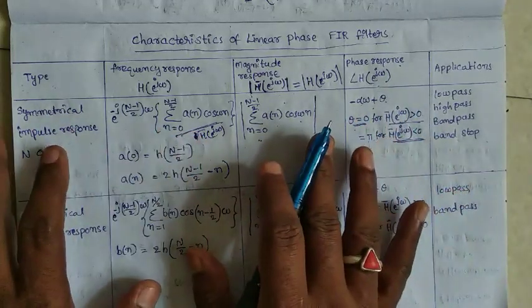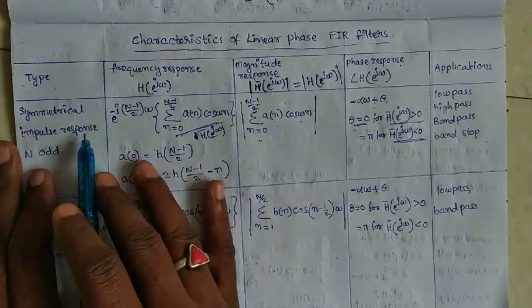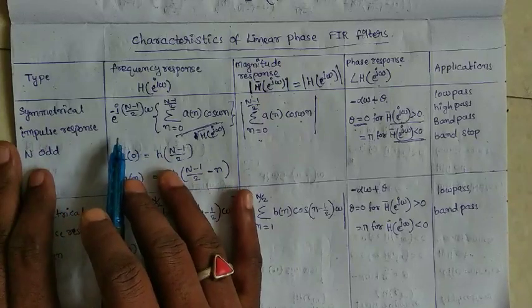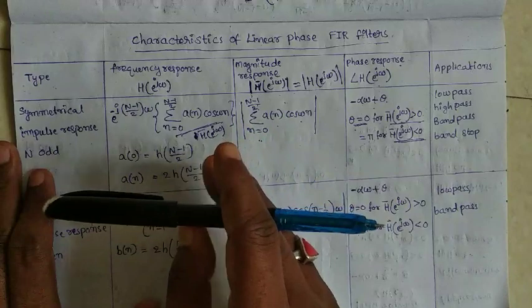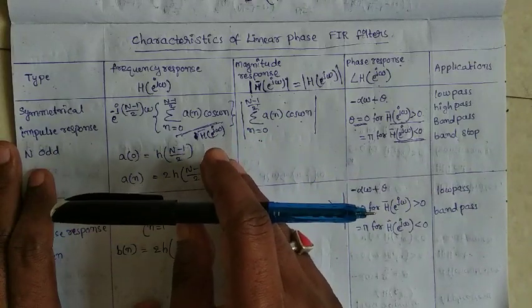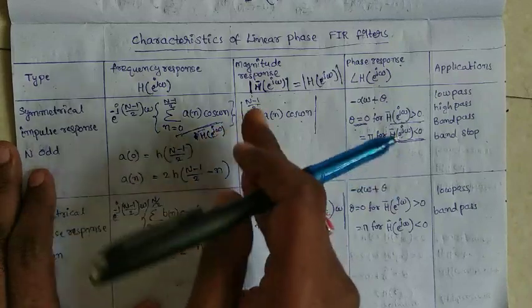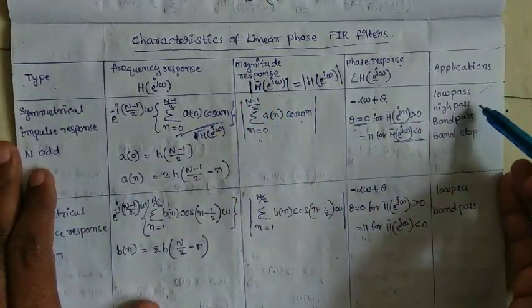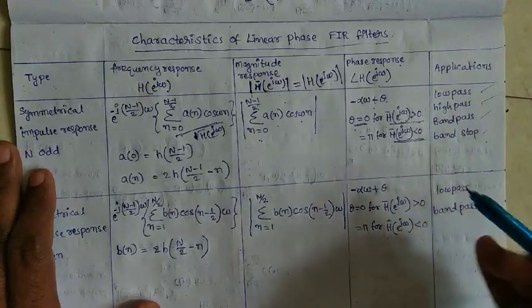Here, what are the applications of this? FIR filters with a symmetrical impulse response, capital N odd. By this method, with symmetrical impulse response, capital N odd, we can design applications like low pass filter, high pass filter, band pass filter and band stop filters.